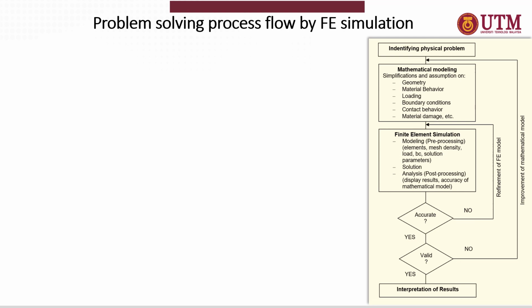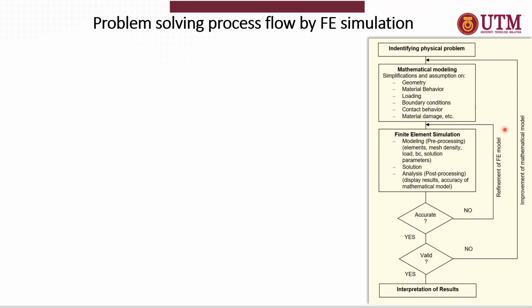So how do we solve engineering problems using FEM? So basically, the process should follow this flowchart. So it starts with identifying the physical problem. What is the objective of the simulation? What is it that you want to solve? So once we are clear about that, then we can move on to the mathematical modeling, where we gather all the information that we need.